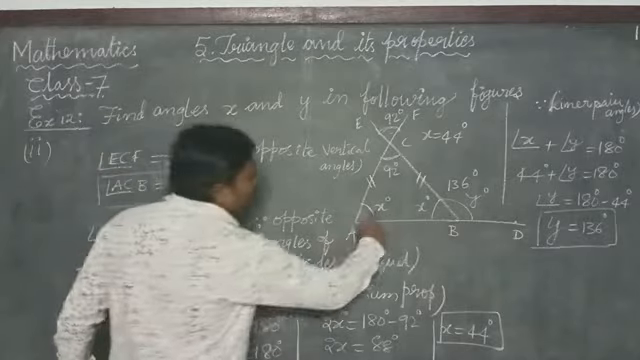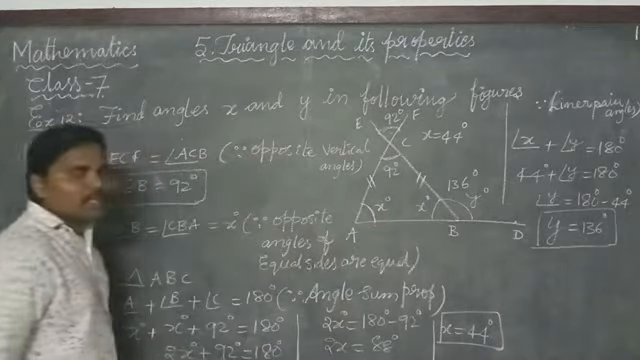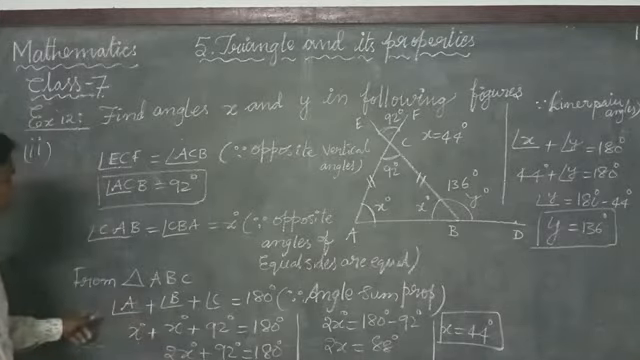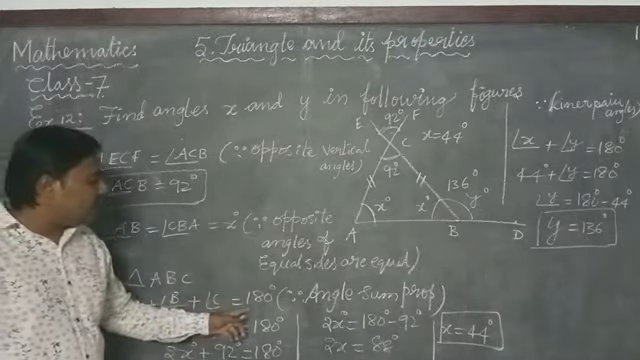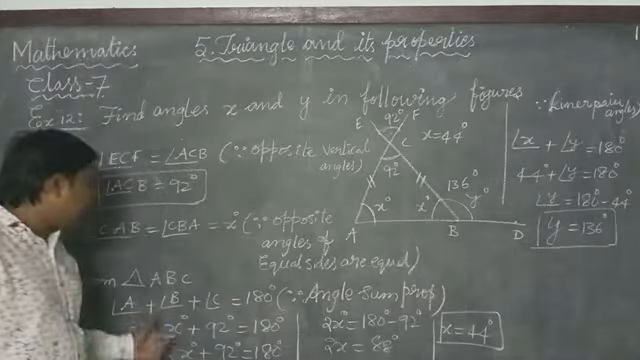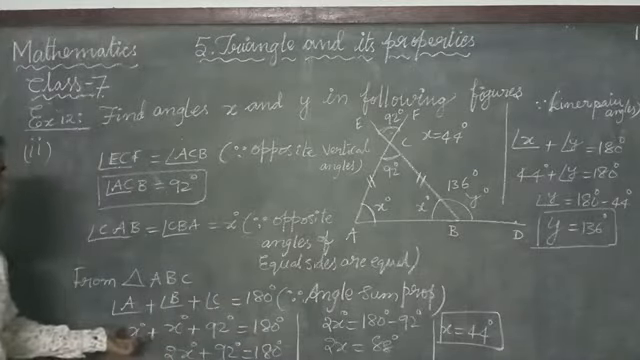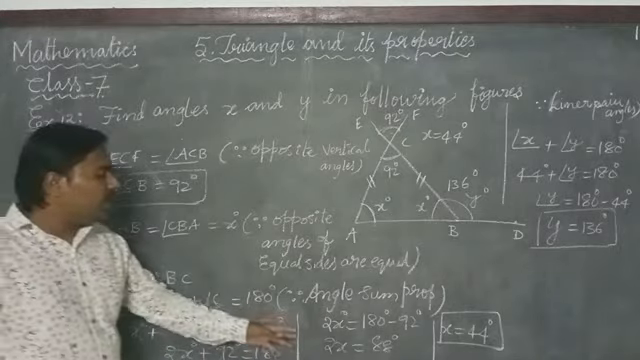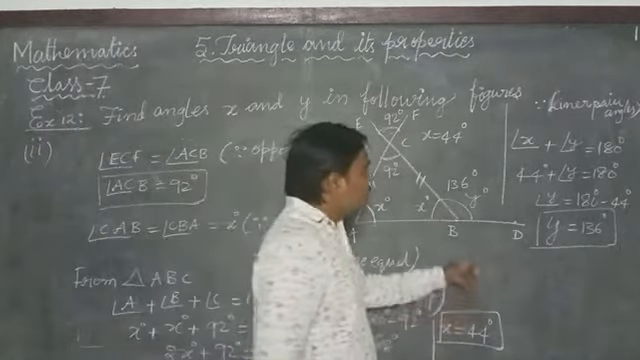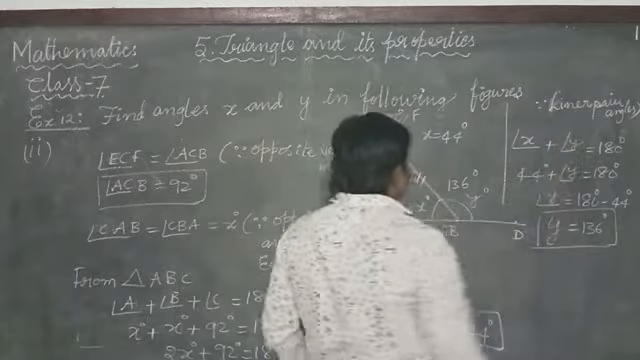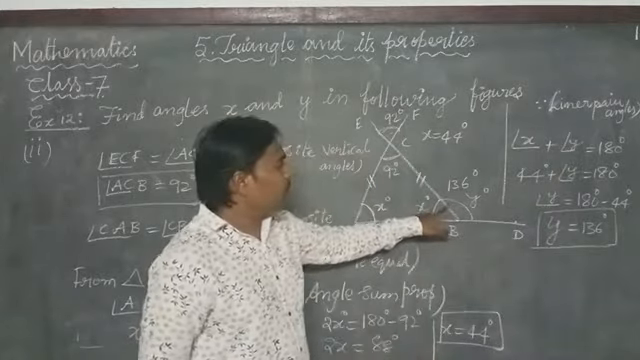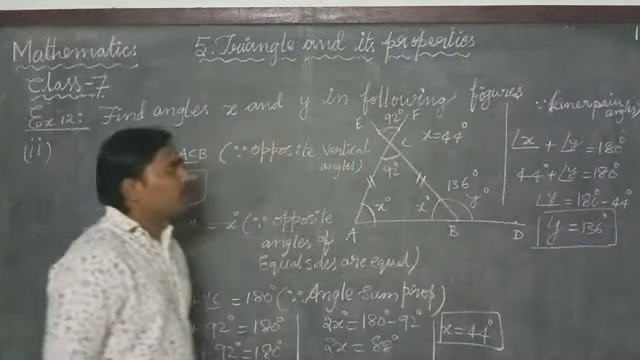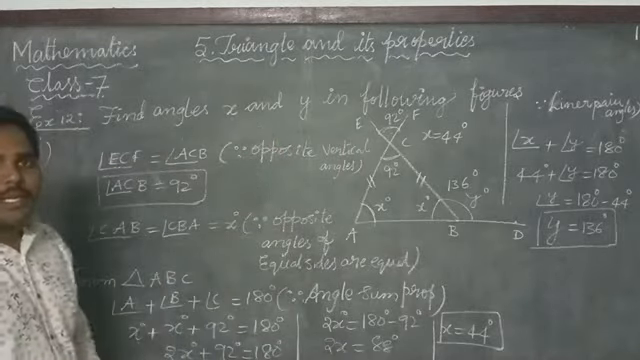Here we know the three values of the triangle. From the angle sum property of a triangle we can write angle A plus angle B plus angle C equals 180 degrees. After substituting the values of each angle in triangle ABC, we get x equal to 44 degrees. From the linear pair of angles we can find the y value in the given figure. Now let us see the next problem.